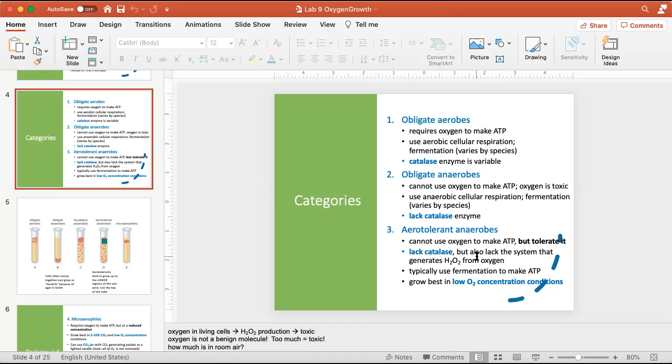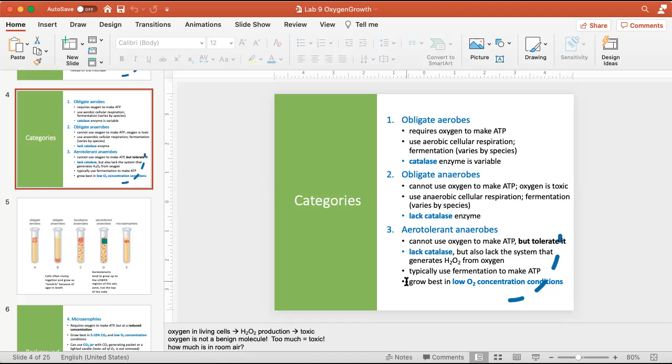Now, just like the obligate anaerobes, the aerotolerant anaerobes can use anaerobic cellular respiration and/or fermentation. But most of them use fermentation. So these are organisms that we refer to as pure fermenters. That's the only metabolic pathway a lot of these organisms use.